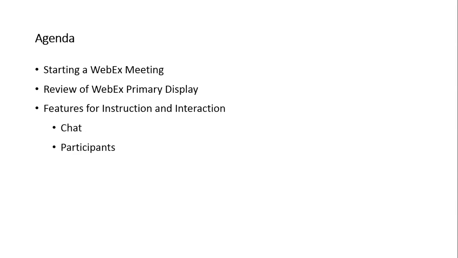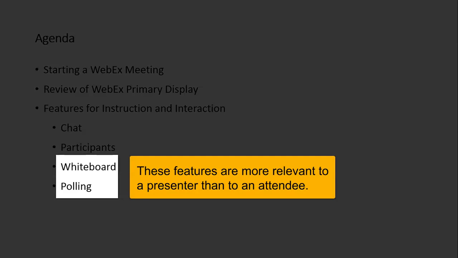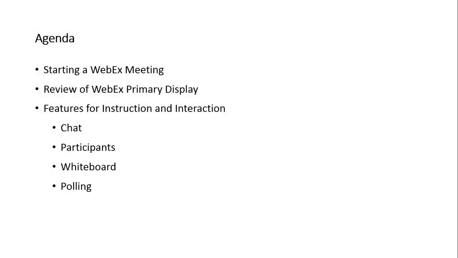There's chat. There's participants. These are things that we have discussed previously in an earlier video, but I'll review those quickly here. Whiteboard and polling. The whiteboard and polling are two very important points that are much more applicable to the presenter than they might be to the attendee, so I did not address those in my earlier video. I'll give you some detail in how to use these in this video.